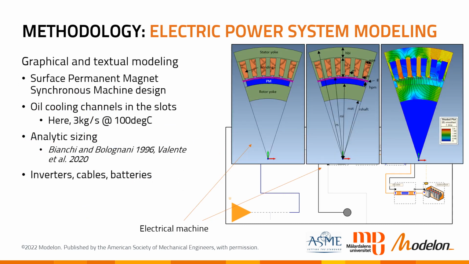Here, we're showing a few details on the geometric dimensions and definitions used in the electric machine design. And this is a permanent magnet synchronous machine, and we assume a constant cooling flow rate of 3 kilograms per second of cooling oil for all cases. And you can find some references describing the analytic sizing procedure in some more detail.